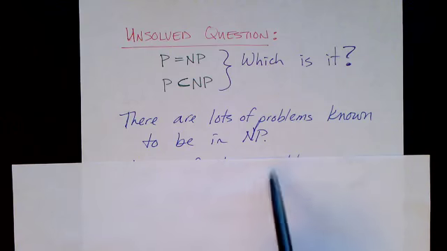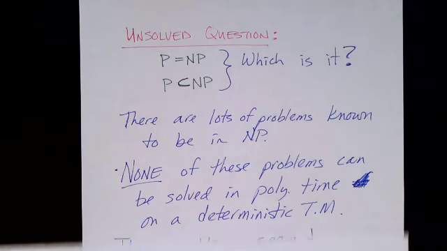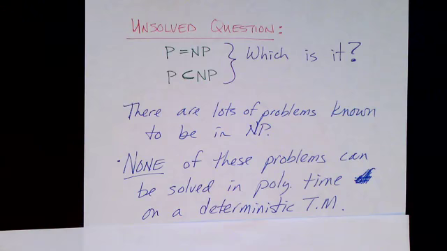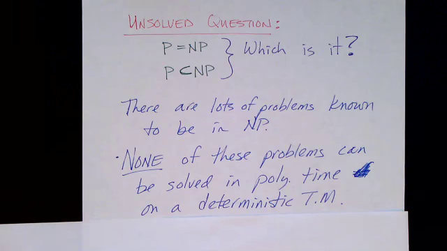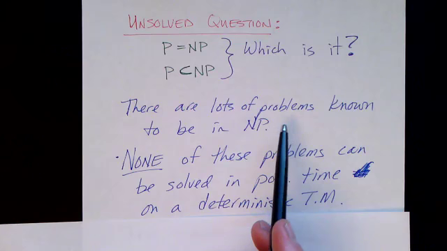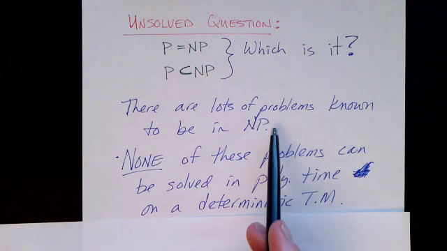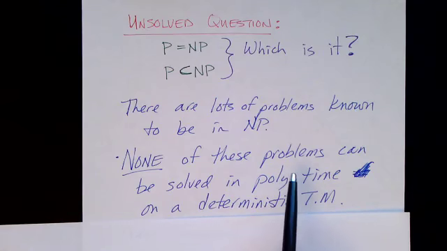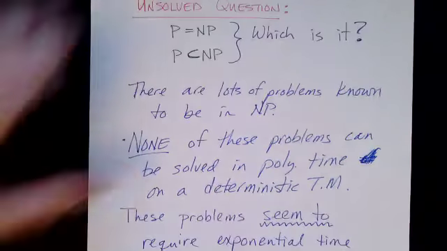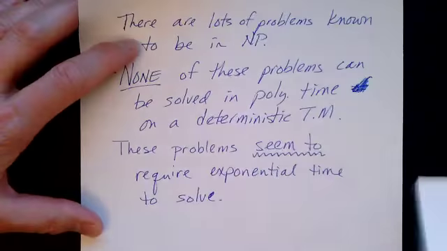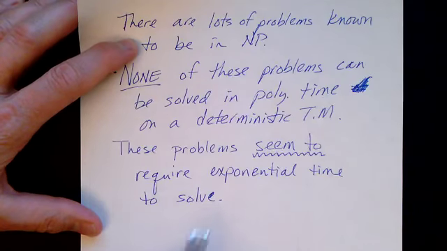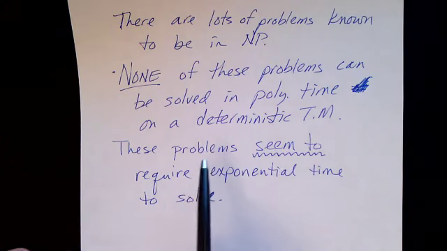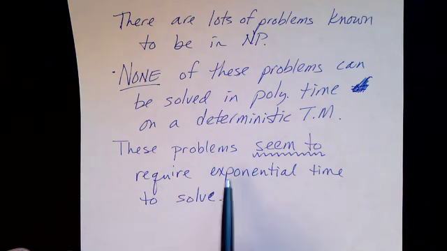There are a lot of problems that are known to be in the class NP, and none of these problems today can be solved in polynomial time on a deterministic Turing machine. We have a lot of problems, like clique and the Hamiltonian path problem, that are known to be in the class NP, and we have not found any solutions for these problems that will run on a deterministic Turing machine in polynomial time. These problems seem to require exponential time to solve. But we don't know that for sure.